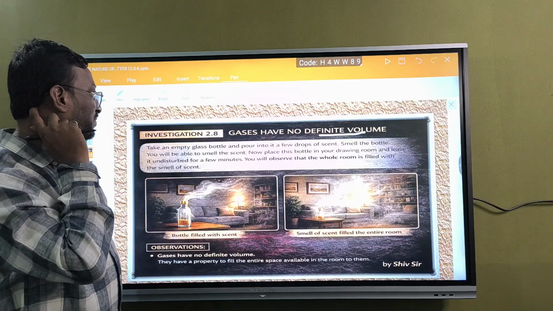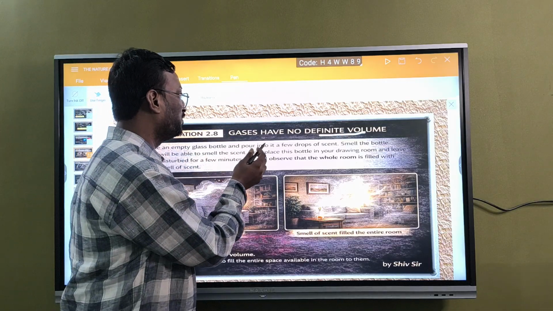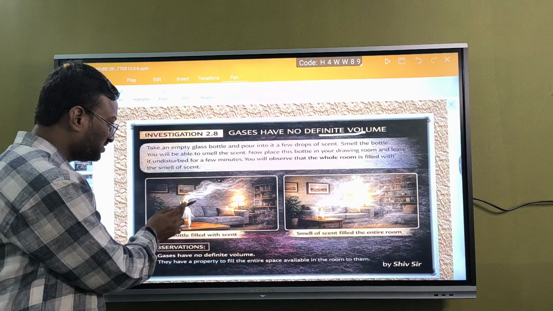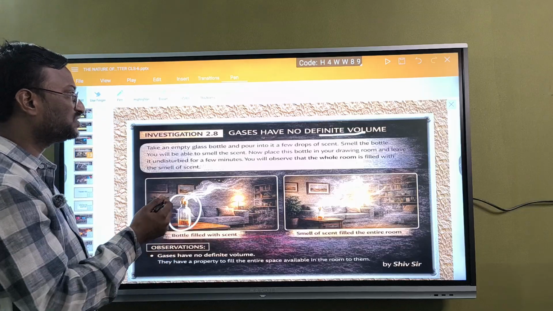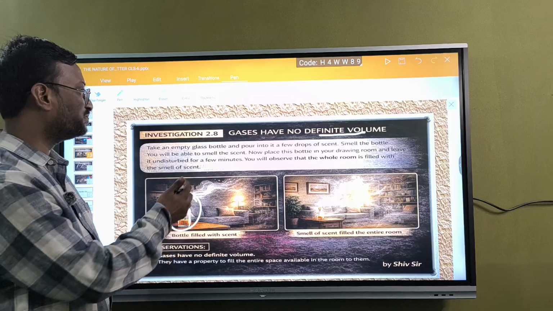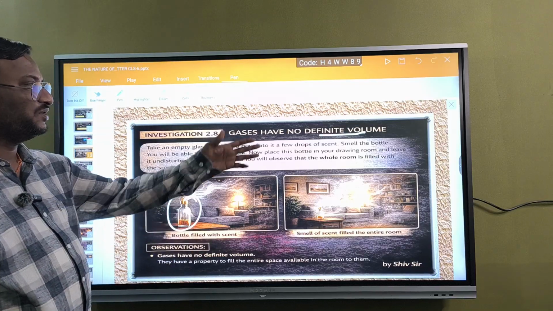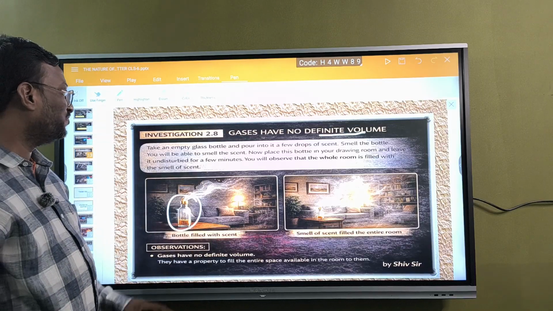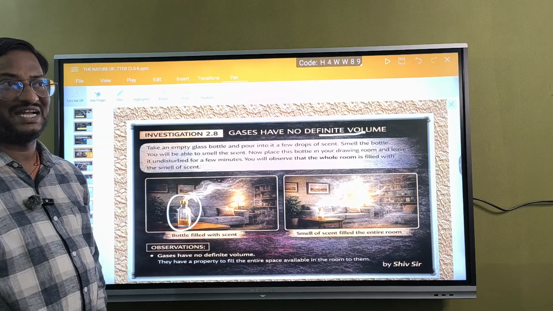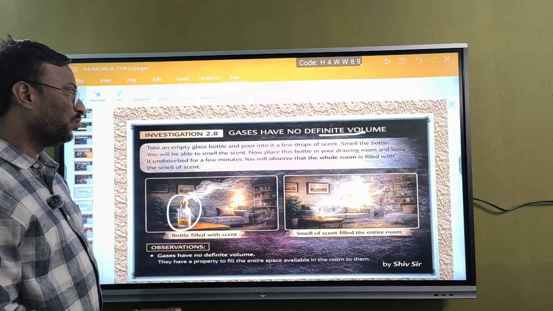Take an empty glass bottle and pour into it a few drops of scent. First we take an empty glass bottle like this. In that you pour a few drops of scent. Smell the bottle. You will be able to smell the scent. Now place this bottle open in your drawing room and leave it undisturbed for a few minutes. What happens? That scent will spread all over the room.